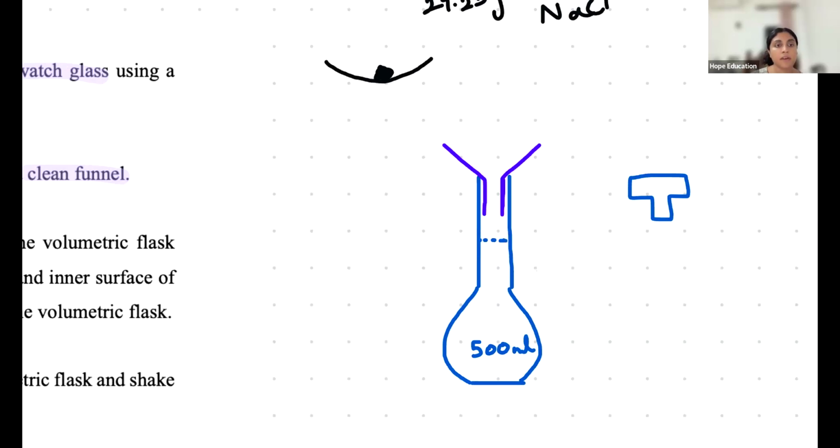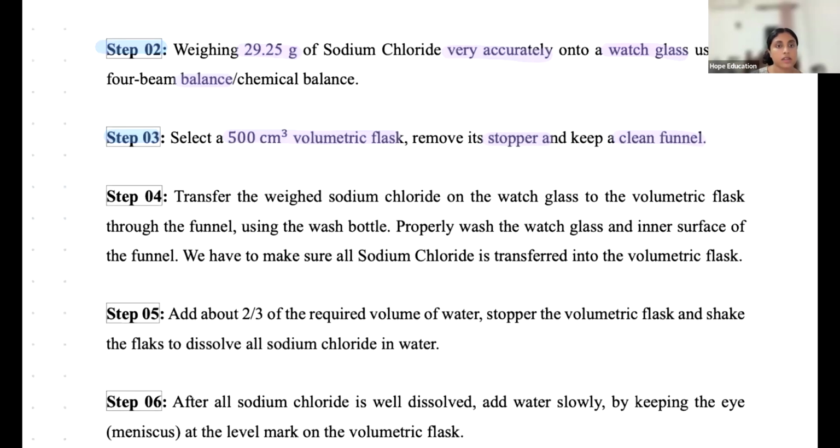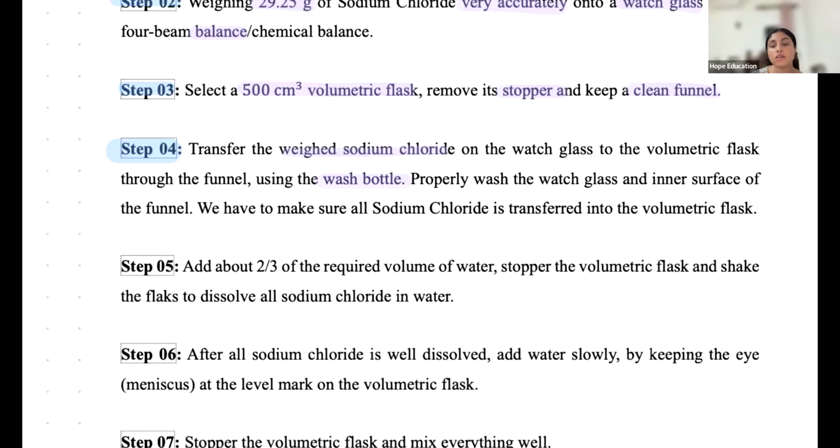Okay. Then step number 4. Transfer the weighed sodium chloride from the watch glass to the volumetric flask through the funnel using the wash bottle. Properly wash the watch glass and inner surface of the funnel. We have to make sure all sodium chloride is transferred into the volumetric flask.